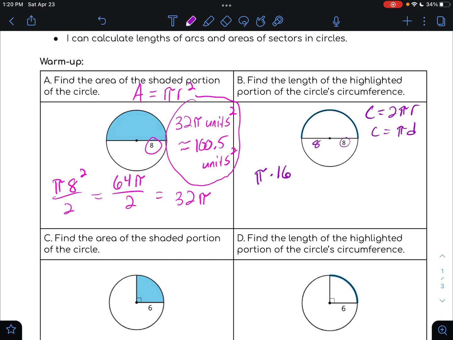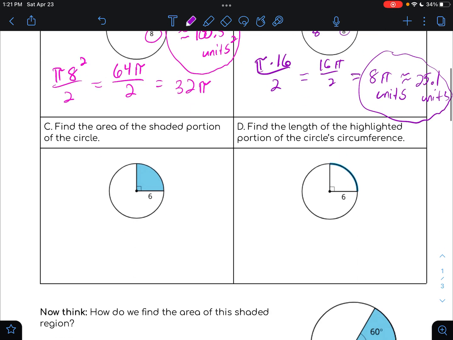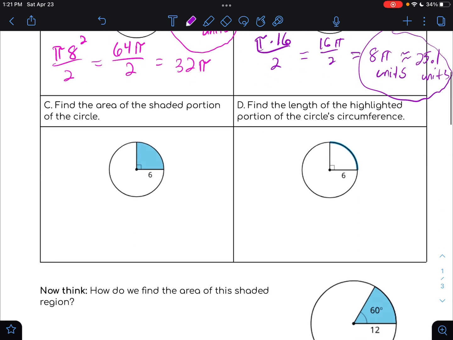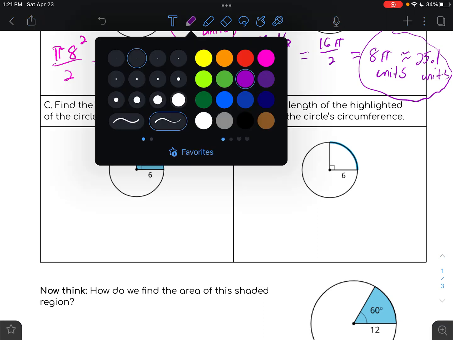I'd do that math in my head, say, okay, well, two of those radii would be a 16 diameter, and then divided by 2 since it is half of the circumference. So 16 pi divided by 2 would be 8 pi. And this is a length, so this will be just plain old units. And if you do 8 times pi, that is approximately 25.1 units. So 8 pi would be the exact answer in terms of pi, but about 25.1.